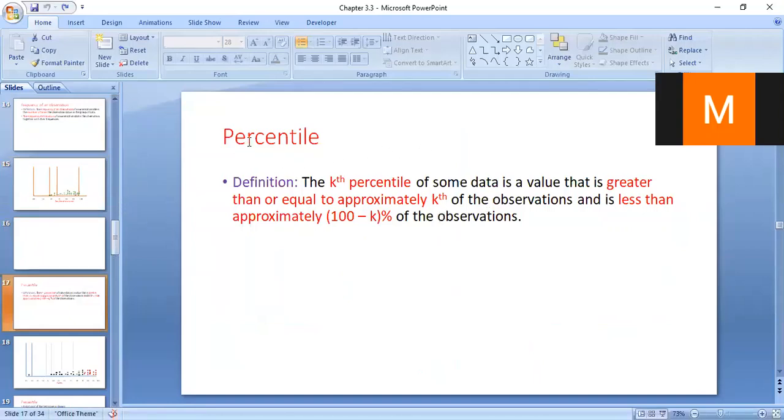Okay, now you go to percentile. The k-th percentile of some data is a value that is greater than or equal to approximately k percent of the observations, and is less than approximately 100 minus k percent of the observations. For example, the 50th percentile, or the 45th percentile. It is greater than or equal to k percent, because that is the percentile.